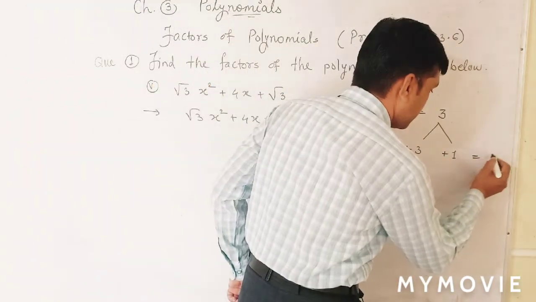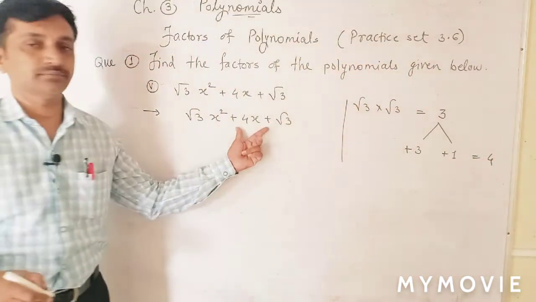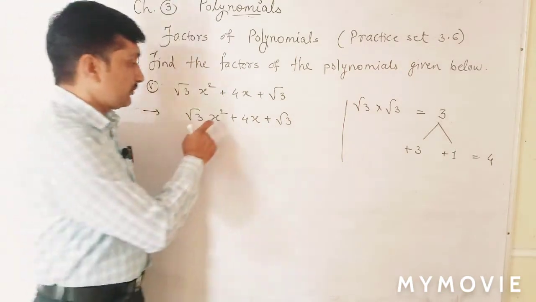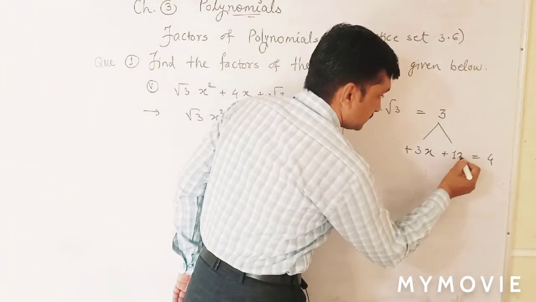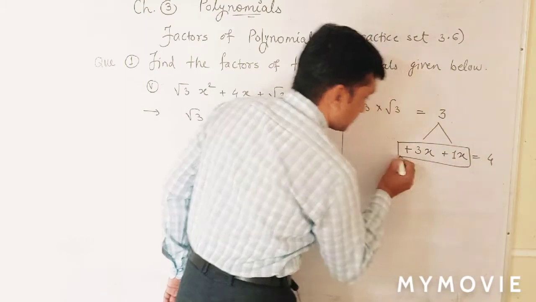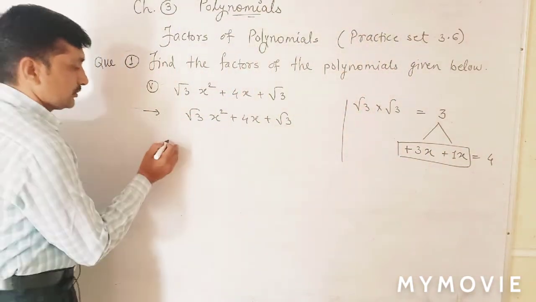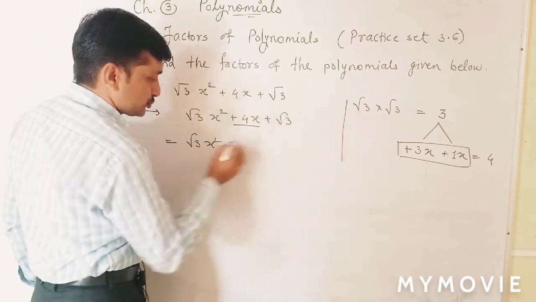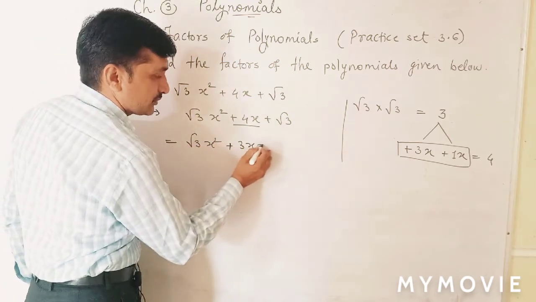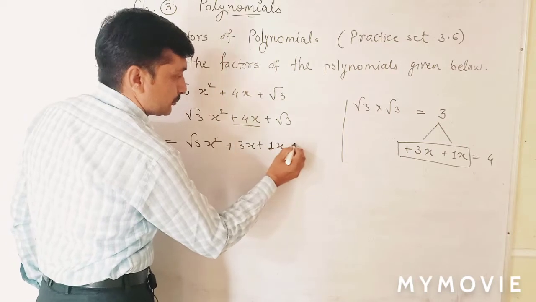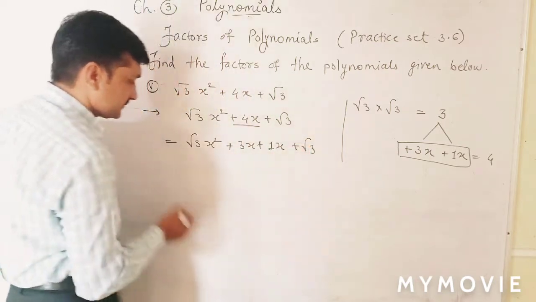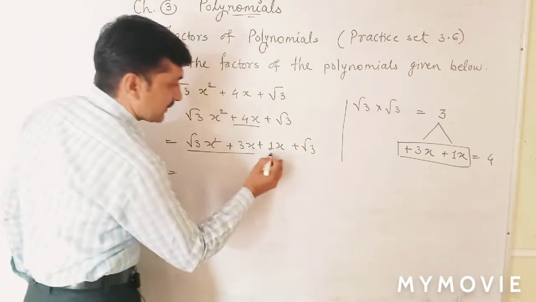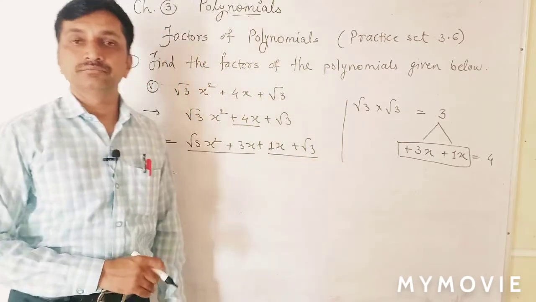If we add here, we get 4, and 4 is our middle term. These factors are correct. Variable is x. It means these are our factors. First term as it is, replace the second by these two, plus 3x plus 1x, plus square root of 3 here as it is. After adding the factors, grouping.